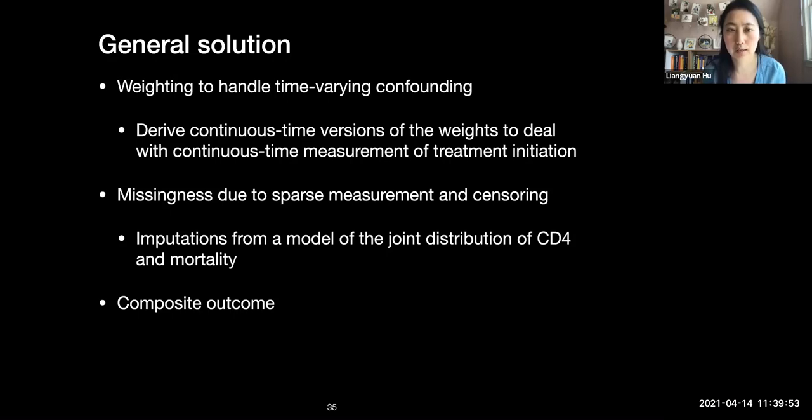Again, the general solution is to use weighting to handle time-varying confounding. I'm going to show how we derive the closed form of the continuous time versions of the weights. And then there is missingness in the outcome, due to both sparse measurement and censoring. The strategy is to use imputation from a model of the joint distribution of CD4 and mortality. And to address the interest in both CD4 and mortality rate, we developed a new composite outcome.